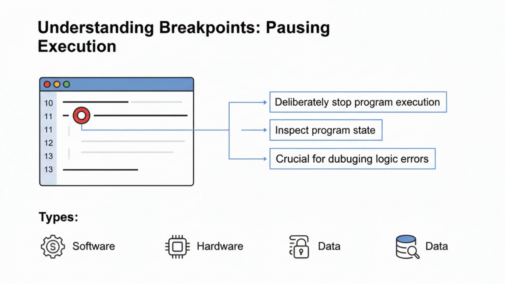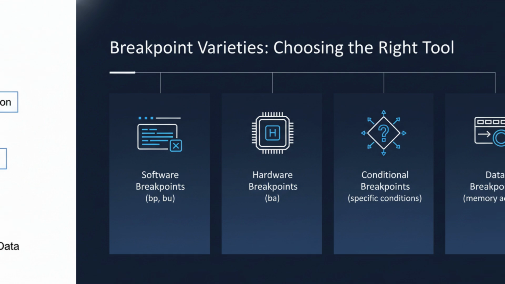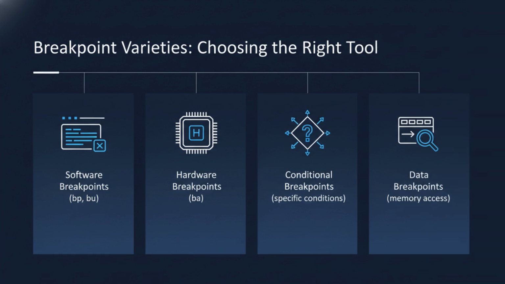at that exact moment. Breakpoints are absolutely crucial for debugging logic errors. Instead of guessing why your program behaves unexpectedly, you can strategically place breakpoints to observe the program's flow step by step. There are several types of breakpoints, which we'll explore shortly, including software, hardware, and data breakpoints, each serving specific diagnostic purposes. WinDbg offers a versatile array of breakpoint types, each tailored for different debugging scenarios.